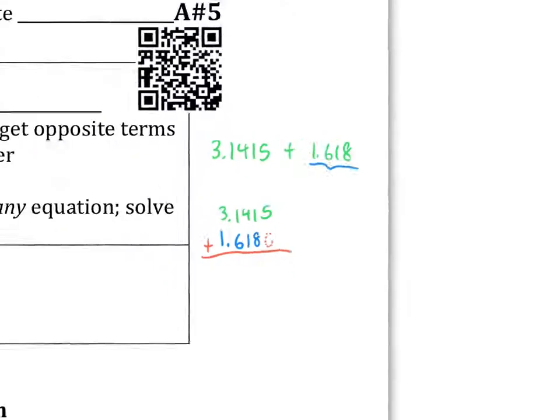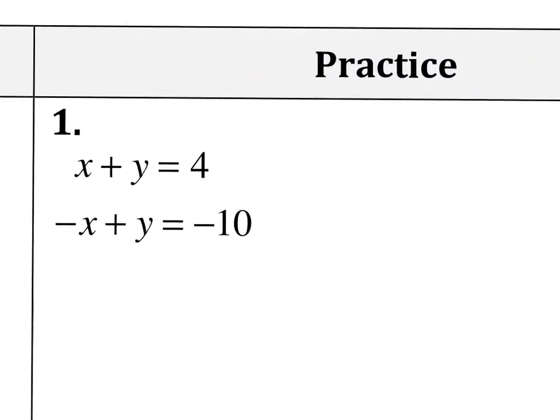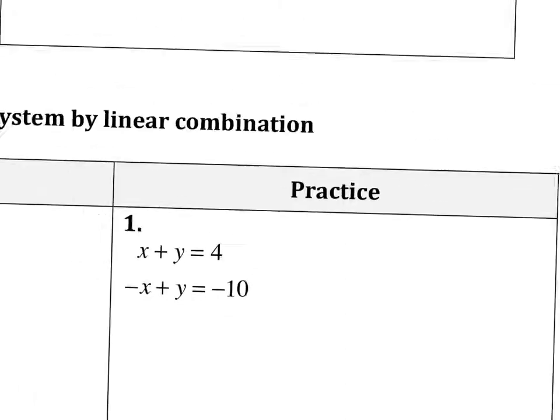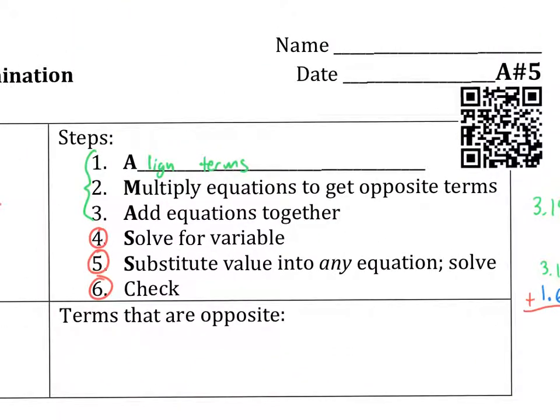Well, it turns out that's one of the first things we're going to do: we want to make sure our x's are lined up, our y's are lined up, our equals are lined up, our constants are lined up. And it doesn't matter the form. This happens to be standard form, but they could both be slope-intercept form or some other random form. So step number 1, we're going to make sure the terms are aligned.